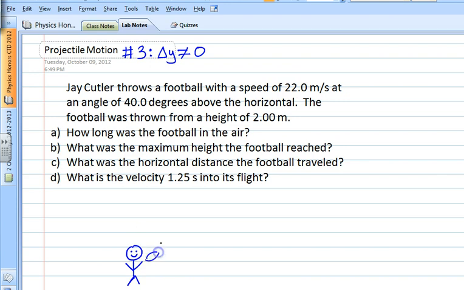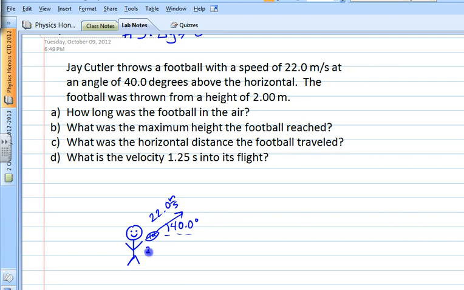And so here's the football, and it's being thrown with a speed of 22 meters per second at an angle of 40 degrees. And the important thing is we're also given that it starts out at a height of 2 meters above the ground. So what does the path of this projectile look like? Well, if we ignore the fact that it's spinning and there's air resistance, footballs will travel in a parabola.